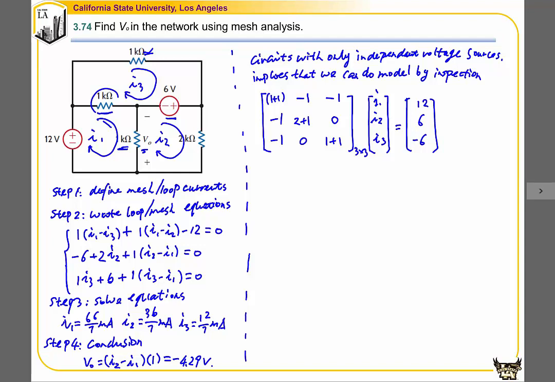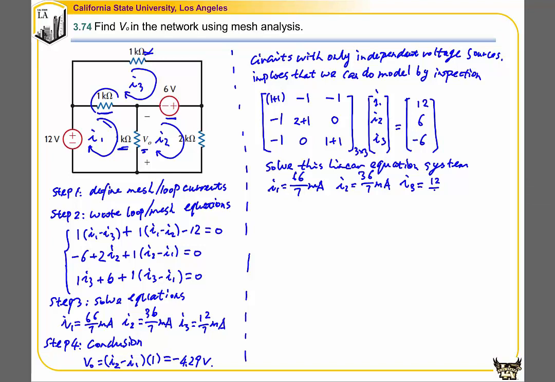Then we can solve this equation. We can get I1, I2, I3. If you do it correctly, you should get the same answer. I1 is equal to 66 over 7, I2 is equal to 36 over 7 milliamp, and I3 is equal to 12 over 7 milliamp. You can draw the conclusion, V0 is equal to (I2 minus I1) times 1K. That will give you negative 4.29 volts.